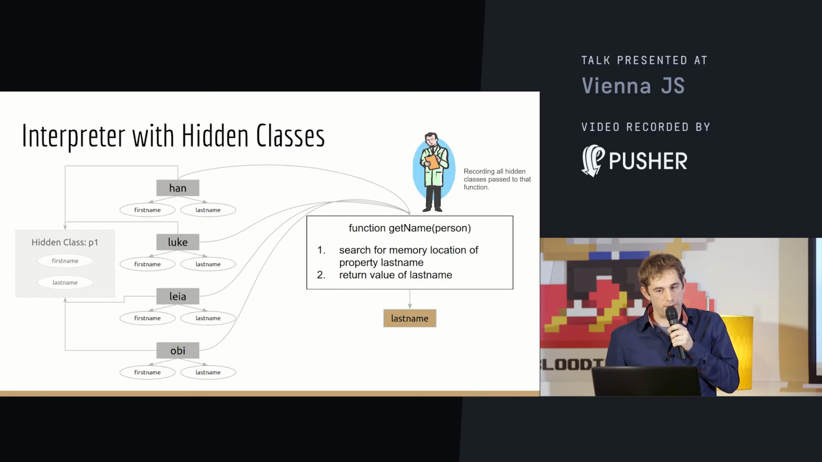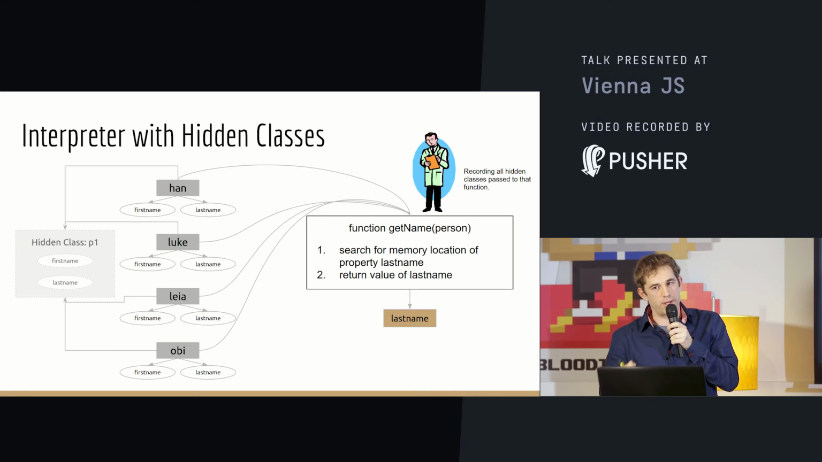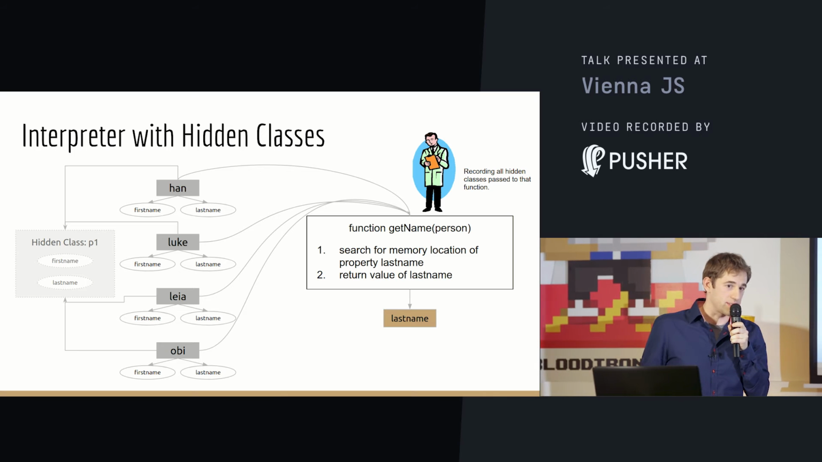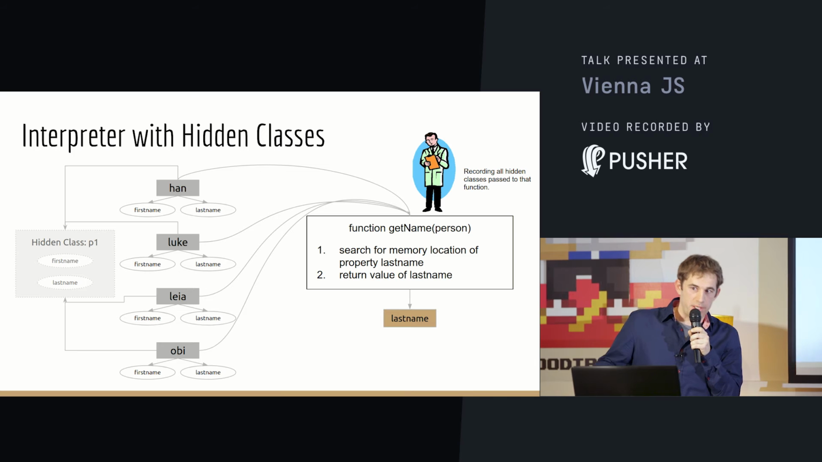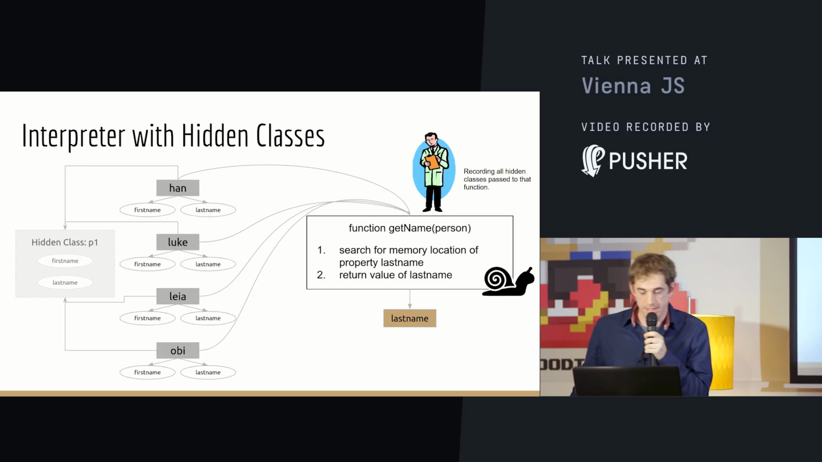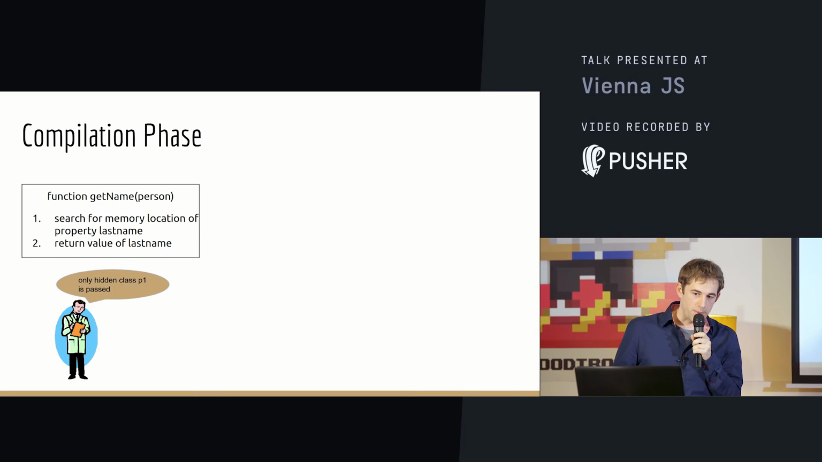Additionally, on the function call side, the engine records the parameters that are passed to this function, and actually records the hidden classes that are passed. Still, as we are in the interpretation phase, the code is slow. So if the engine now decides that it is time to compile this function getName, because it is called very often, in our case 1 billion times, it passes the function as well as the profiling information it has onto the compiler.